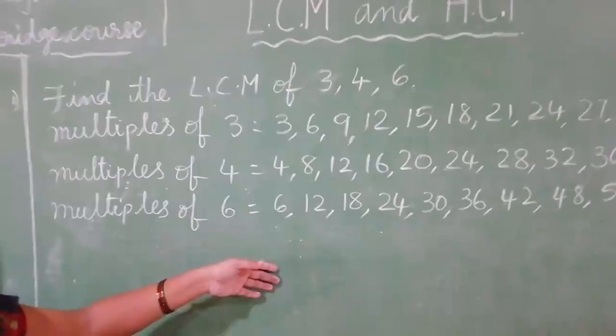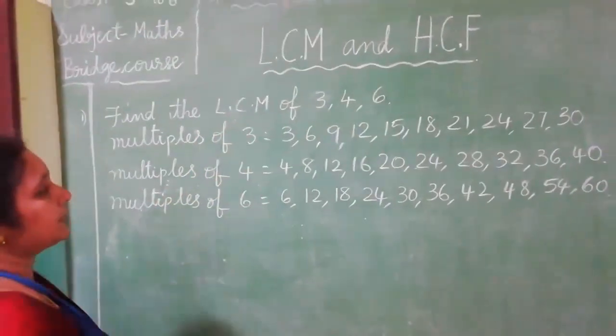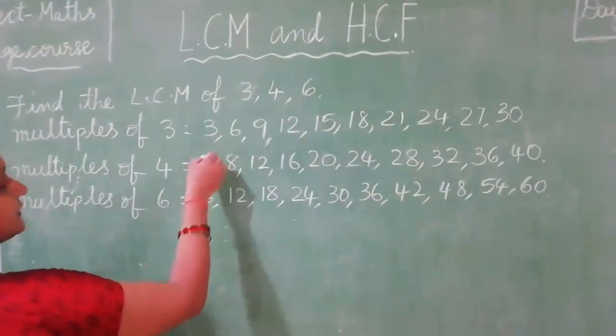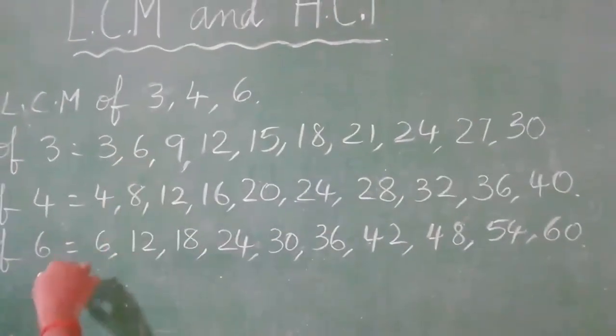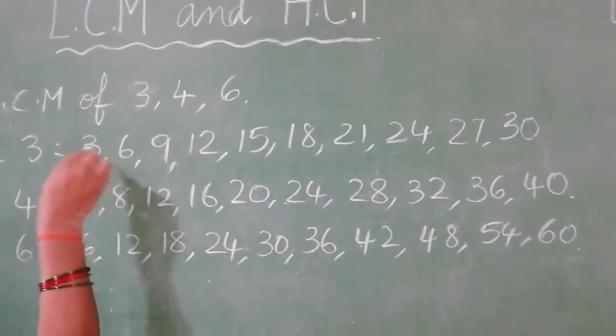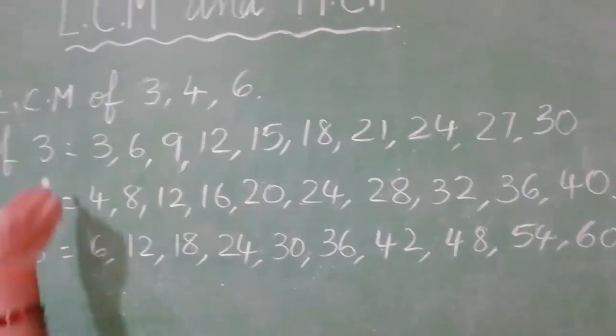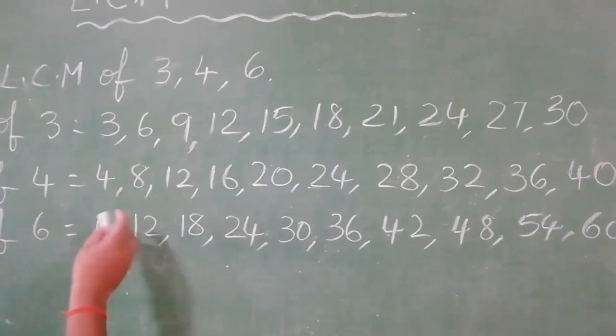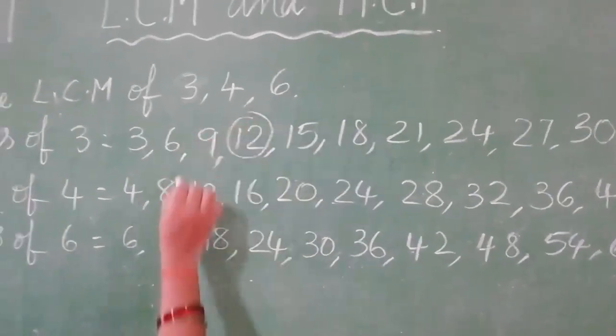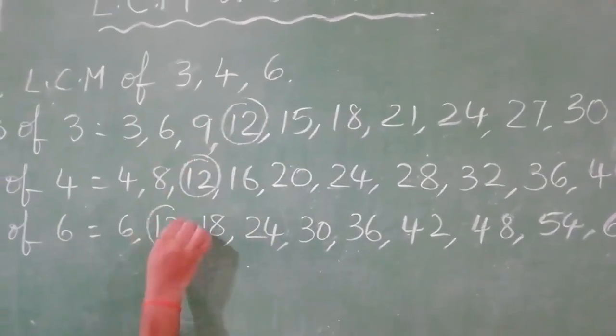Now we write the common multiples of the given three numbers. What are the common multiples? 3, is it there? No. Check all these three numbers. Next 6. 6 is there here, only in the multiples of 3 and multiples of 6. Multiples of 4 and 6 is not there. The next number 12. Here also 12. Here also 12.